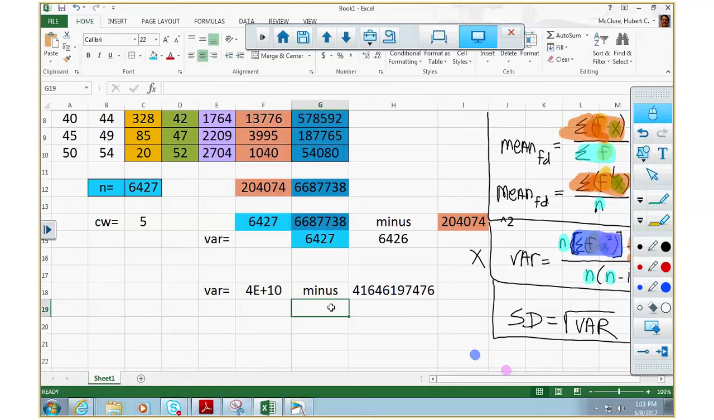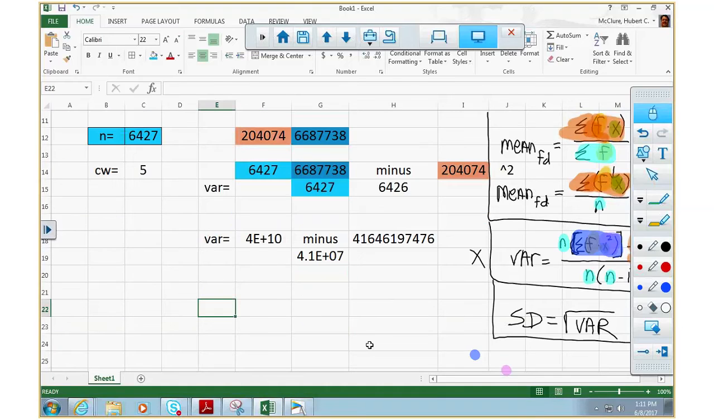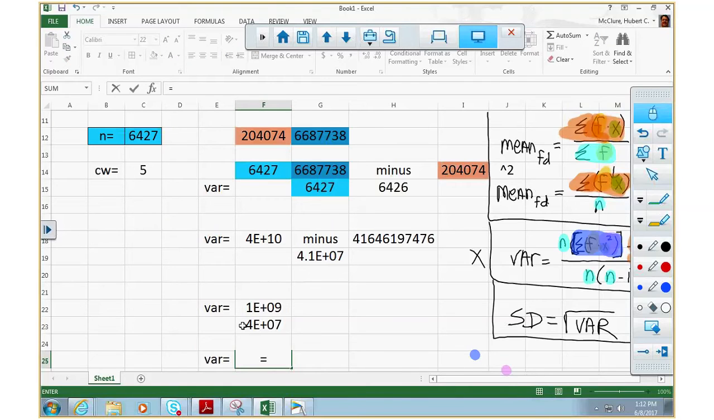So the next thing is equal to this times this. And this line right here is when you're going to see if you're going to get a negative or not. Variance is equal to this number minus this number divided by this number. And the variance is equal to this number divided by this number.